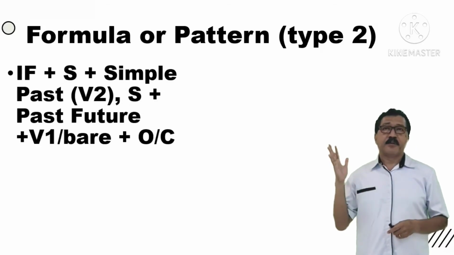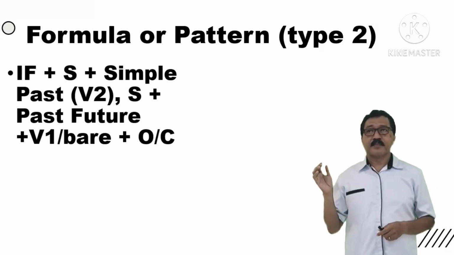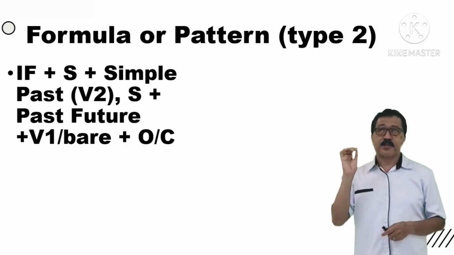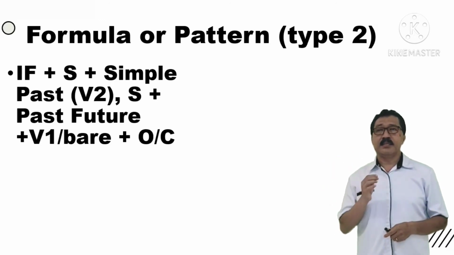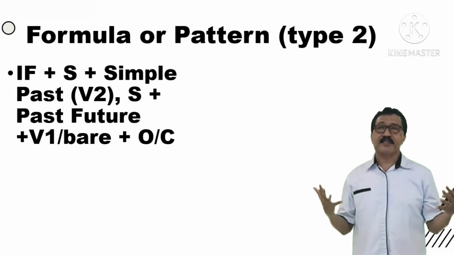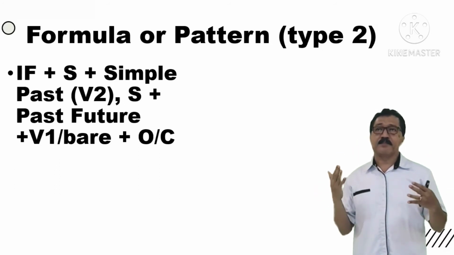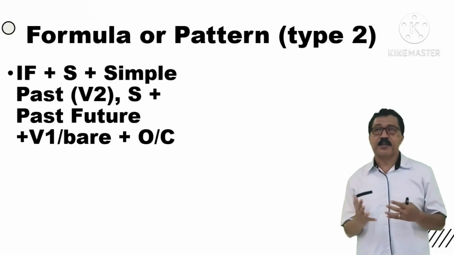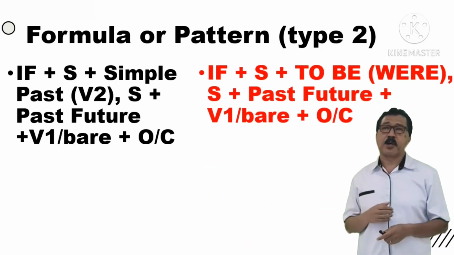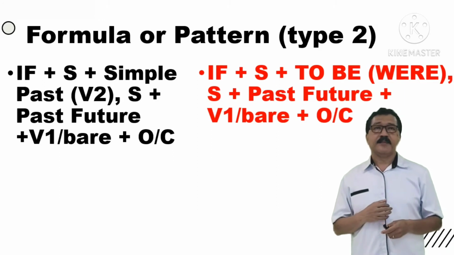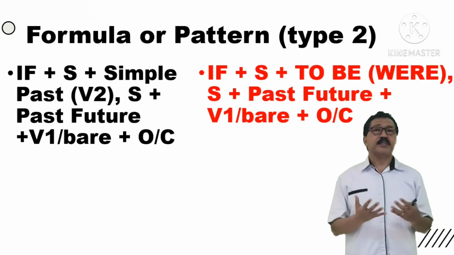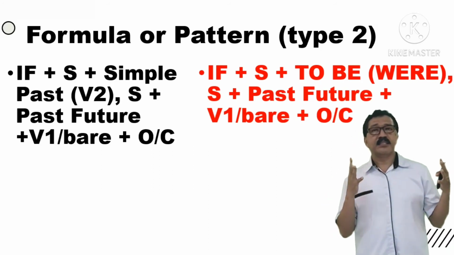So now look at the formula or pattern of type 2. If plus subject plus simple past or verb 2 in the subclause, and in the main clause you use subject plus past future or would plus verb 1 or bare infinitive plus object or complement. If you use to be, this is the pattern.